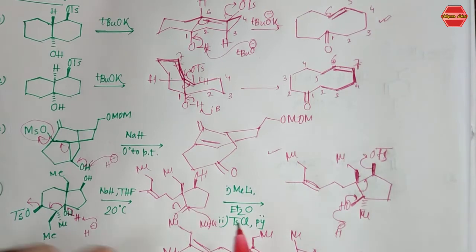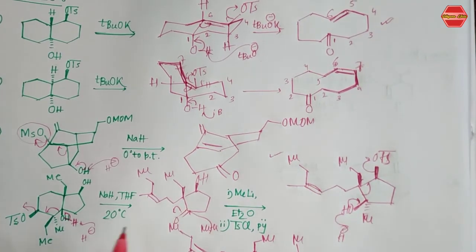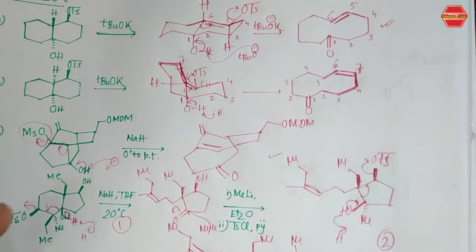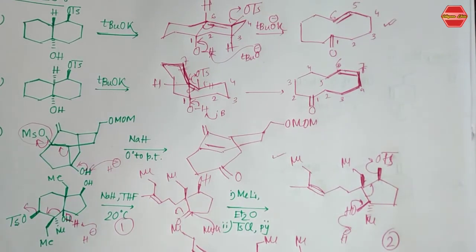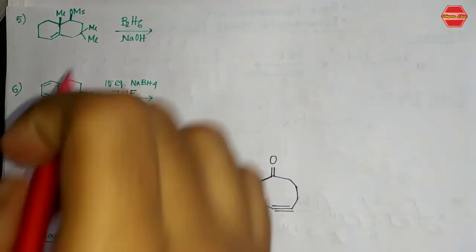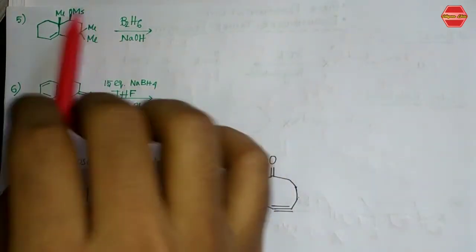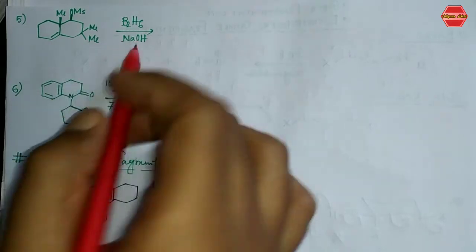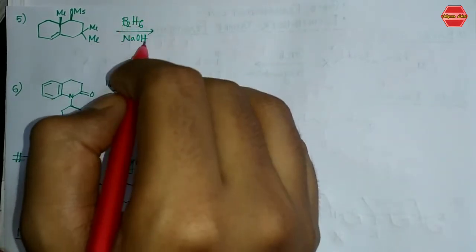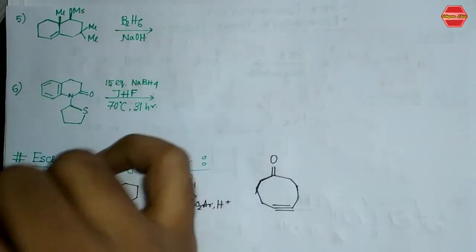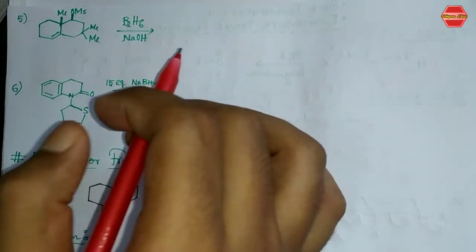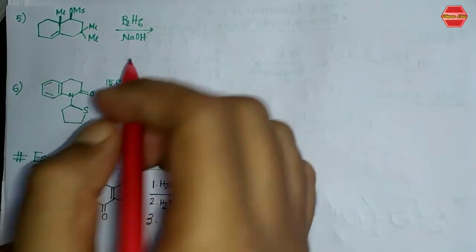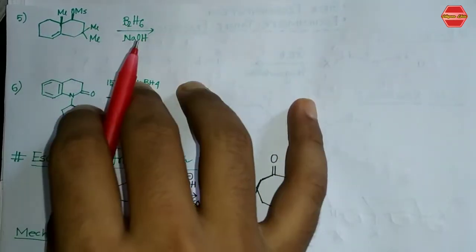So see, the two times Grob's fragmentation takes place. This is the first one and this is the second time, right? So let's see another example. See, when we have this kind of substrate, this is the OMs, so this is a leaving group over here, and we are using this B2H6, NaOH. Now what will be the product? Now you don't think about the fragmentation and reaction, but in this case the fragmentation takes place, and how this fragmentation takes place I will show you here.